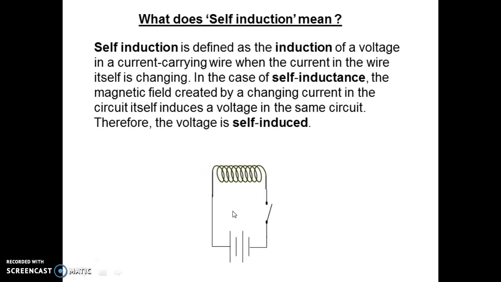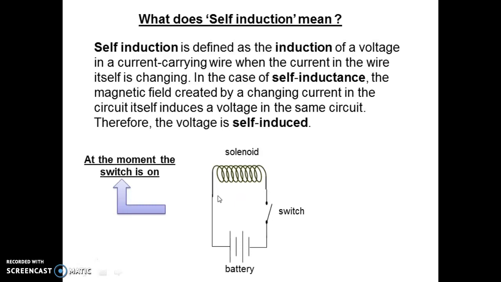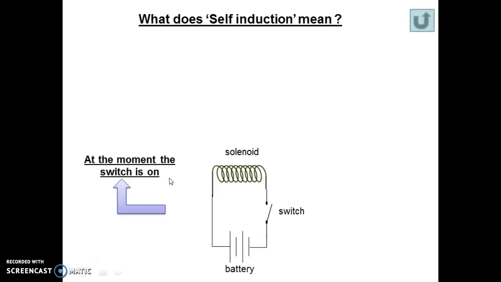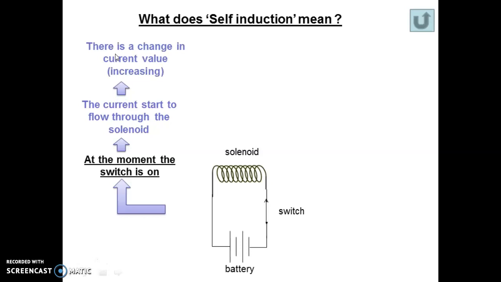Okay, consider a circuit consisting of a battery, solenoid, and switch. So we are going to discuss the phenomenon of self-induction at the moment the switch is on and also at the moment the switch is off. So we start at the moment the switch is on. At the moment the switch is on, the current starts to flow through the solenoid. So there is a change in the current value, which is the current is increasing.